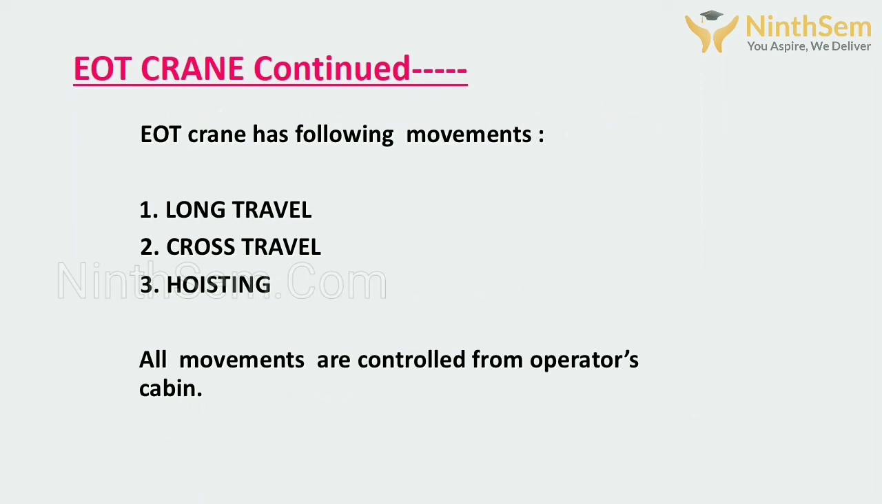EOT has the following movements: LT, CT, hoisting. LT is long travel, CT is cross travel, and third, hoisting.